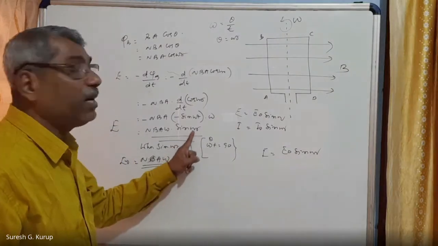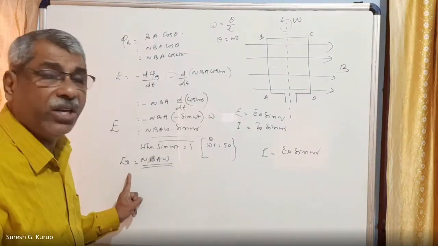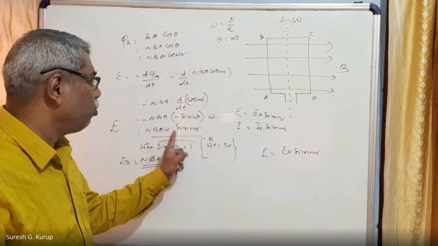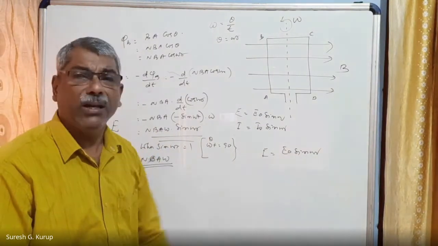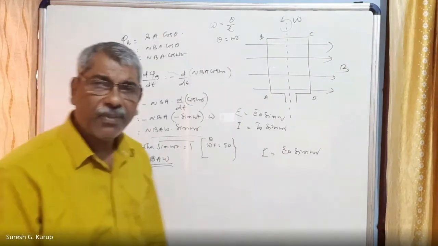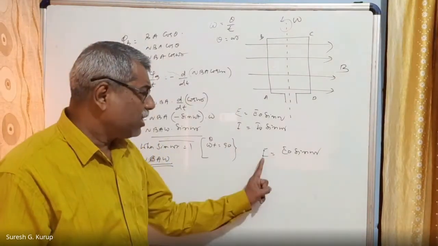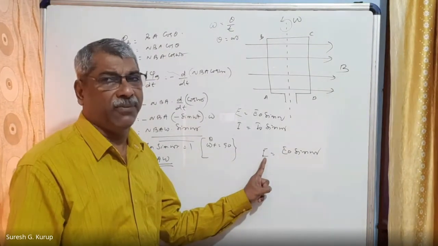That is, sin theta is equal to sin omega t, that is equal to 1. Then E is equal to E0 is equal to NBA omega. So this relation NBA omega sin omega t becomes E is equal to E0 sin omega t, where t is any instant of time, right? In this expression, this capital E is called instantaneous EMF.